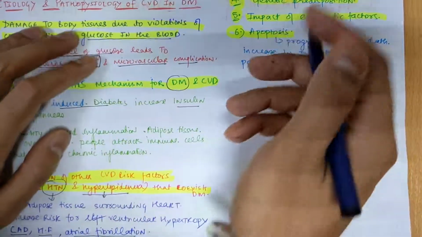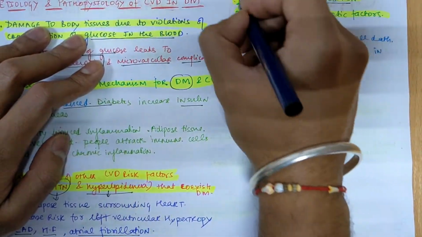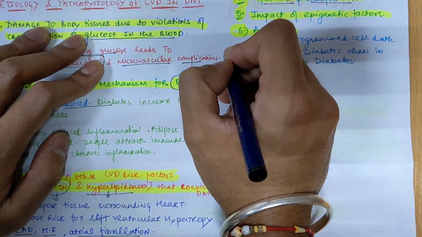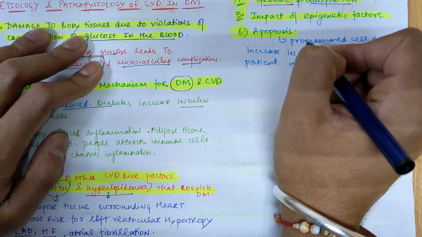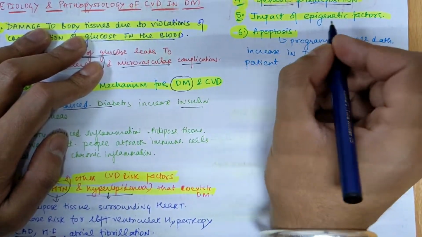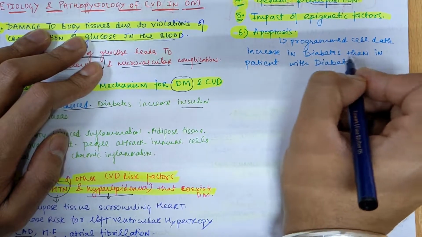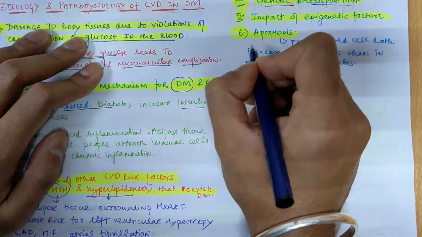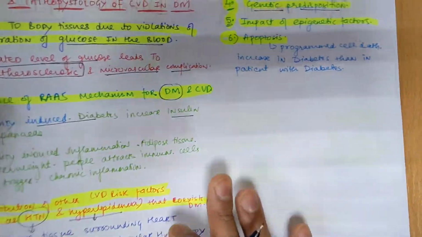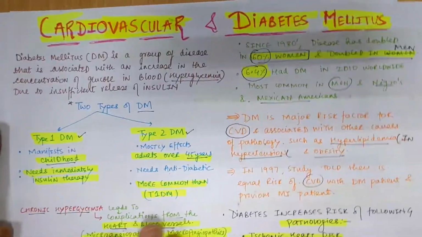And there can be a genetic cause for this also. Diabetes has a genetic factor in play from your ancestors also. So genetic predisposition, epigenetic factors, and there can be apoptosis, that is programmed cell death, increased in patients with diabetes. Okay, so that is your diabetes mellitus with respect to your cardiovascular disease.